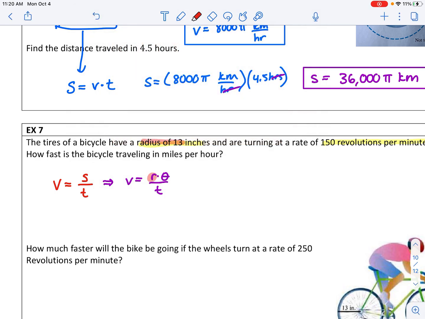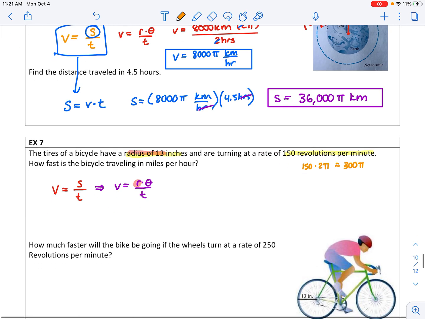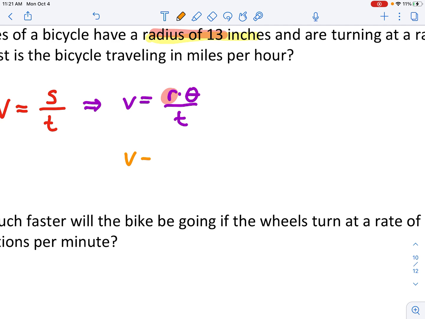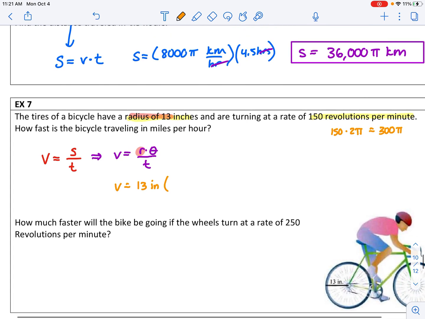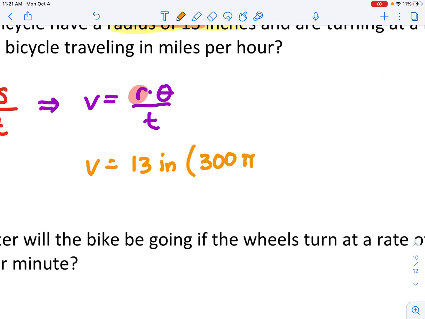And now let's talk about our angle. It says 150 revolutions per minute. That means it goes around in a circle 150 times every minute. Well, if we went around 150 times, each time it went around, it was 2 pi. So that means it's going to be 300 pi, and that is per minute. Let's start putting our information in. So we will start off, we have our 13 inches, and then our angle is going to be 150 revolutions per minute is 150 times our 2 pi, and that's 300 pi radians, and that's per 1 minute.